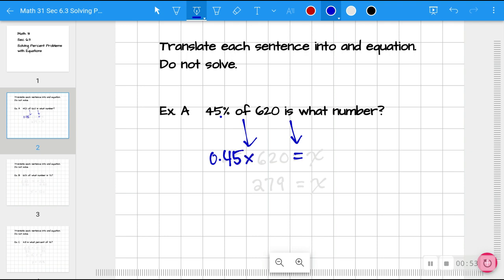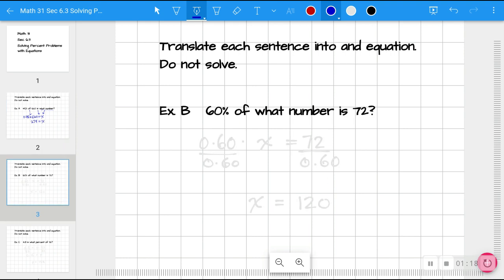All right, so let's fill in the rest here. So 45% of 620 is equal to what number? We'll put an unknown or an X where it says what or what number. All right, so on your calculator, if you just type 0.45 times 620, you get an answer of 279, and that's the value you're looking for. Okay, so here's another example of it.